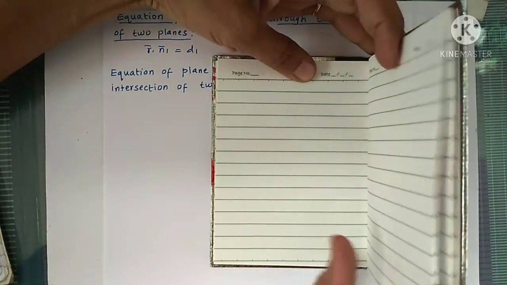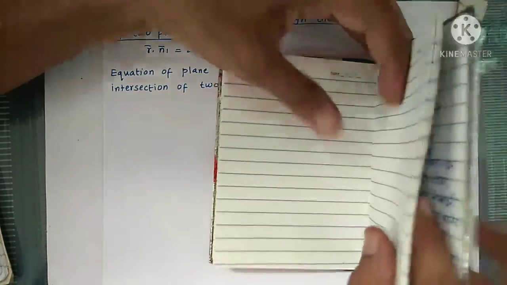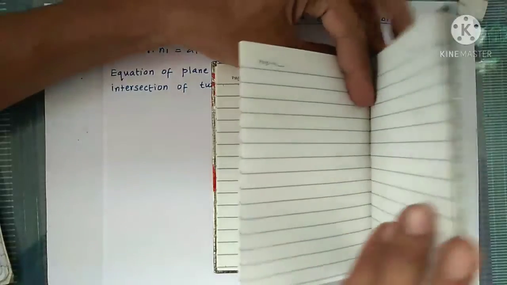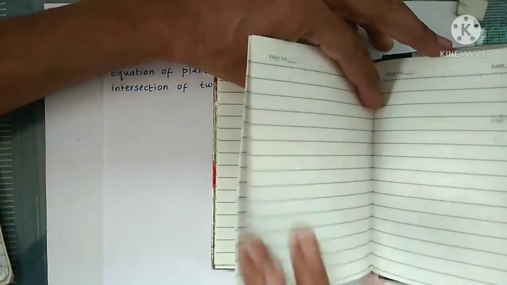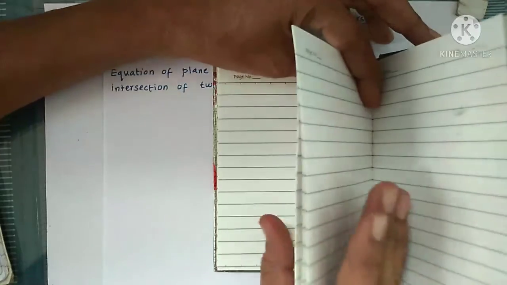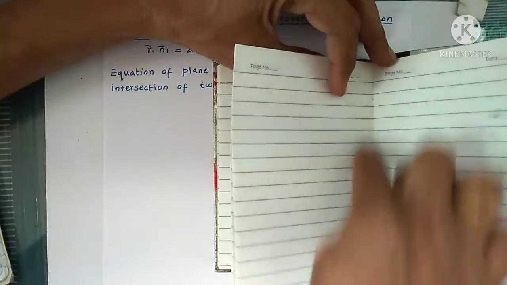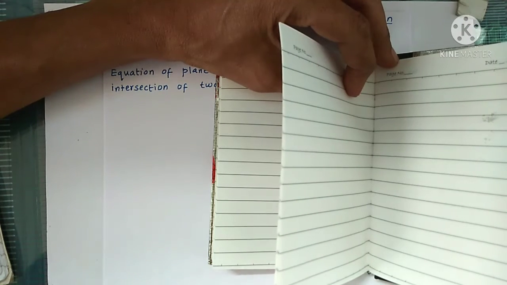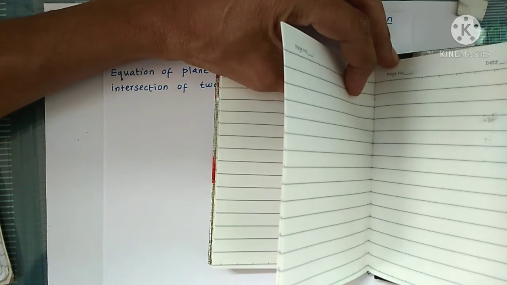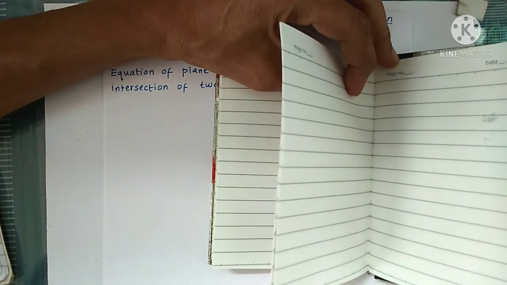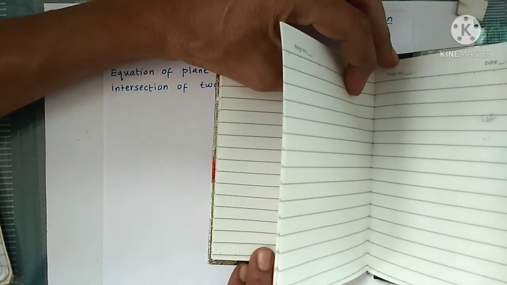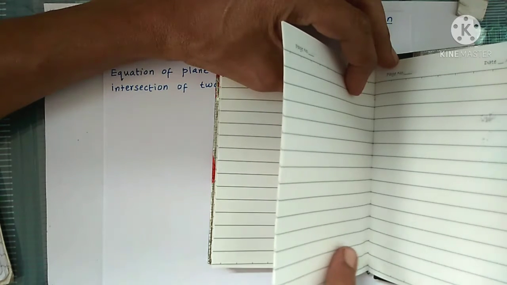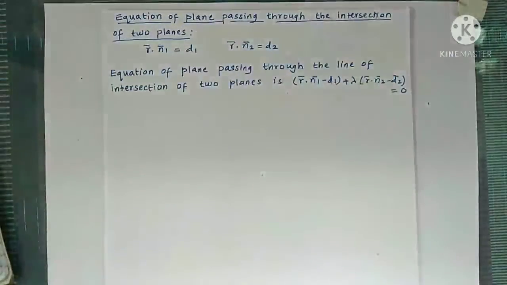Now if I take another plane like this, say this one, now we have three planes. This is the first plane, this is the second plane, and this is the third plane. Now this plane is passing through the line of intersection of these two planes. So if these two equations are given, then we have to find the equation of this plane. So the equations of two intersecting planes are given, and we want to find the equation of the plane passing through their line of intersection.